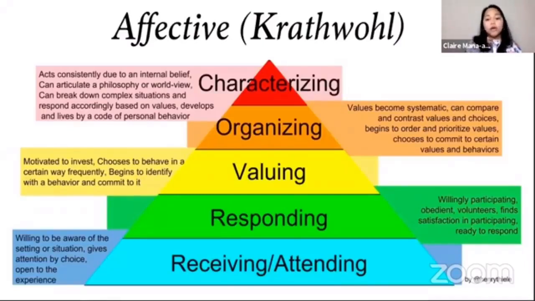Okay, and of course your answer would be receiving. Sometimes the level would not give you receiving. Okay, and so the next level that you can choose would be responding. So again, these are the 5 different levels according to Krathwohl's affective domain.